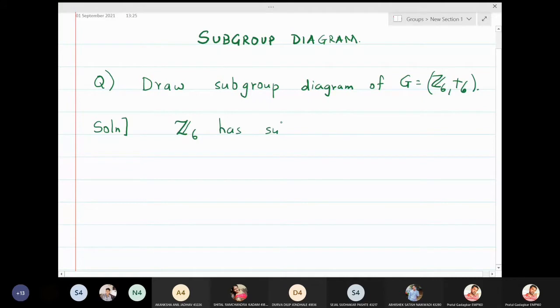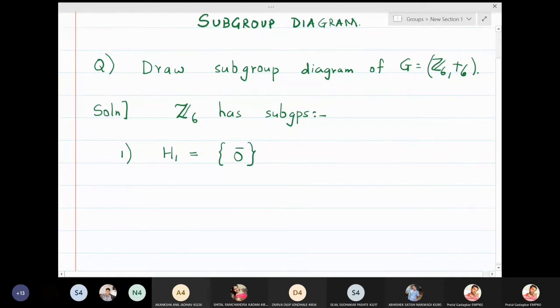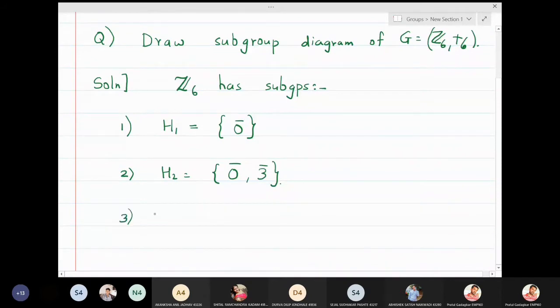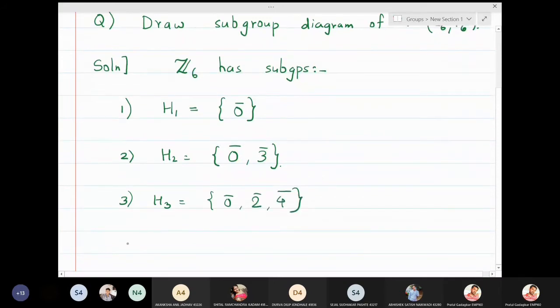So what are the subgroups of Z6? The first subgroup is H1, which is just the identity, the smallest subgroup. Then the second subgroup, H2, is 0 bar and 3 bar. Then the next subgroup is H3, equal to 0 bar, 2 bar and 4 bar. And the last subgroup of Z6 is H4, equal to the full Z6. Okay, so these are the only four subgroups.